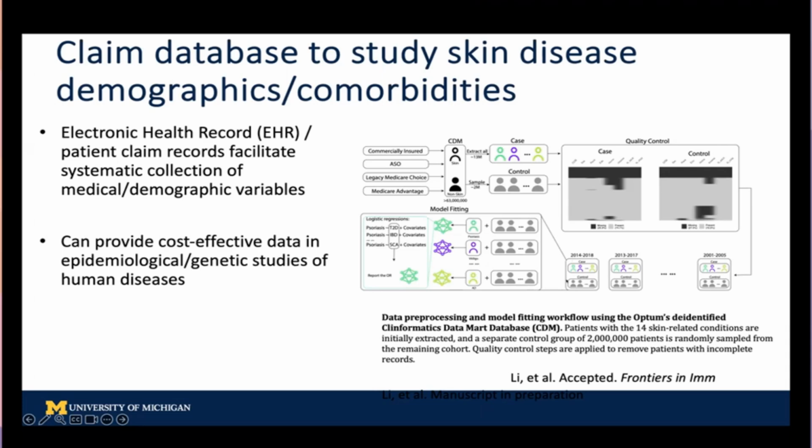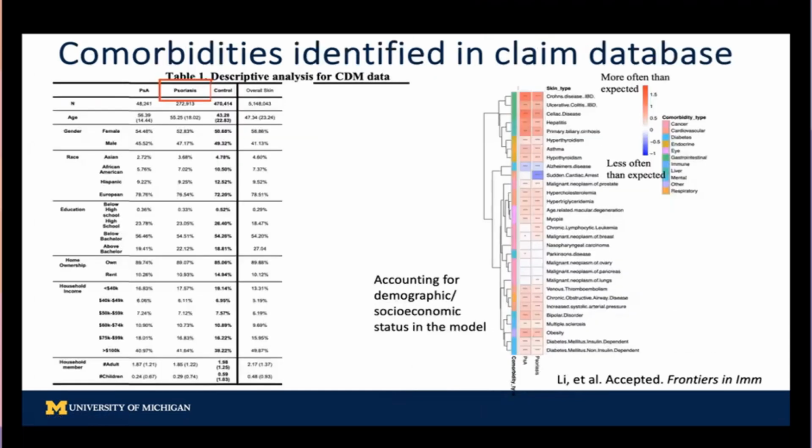We tried to look into the comorbidities of multiple different skin diseases by looking into a claims database that includes over 13 million individuals over the past 10 to 20 years in the United States. I'm just going to give you a quick overview of what we found. We looked into over 200,000 psoriatic patients, and we also have 48,000 psoriatic arthritis patients.